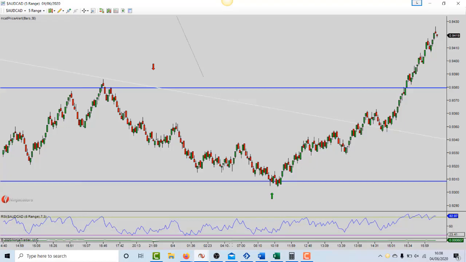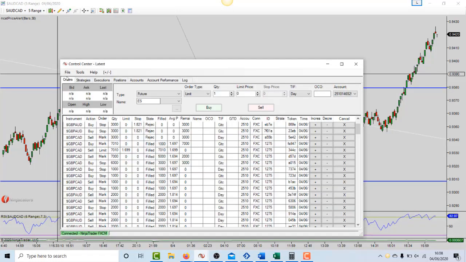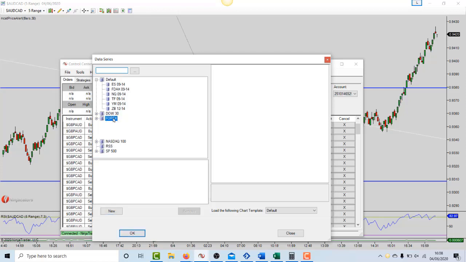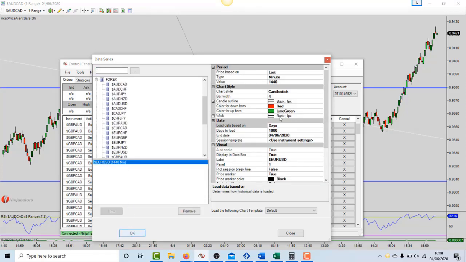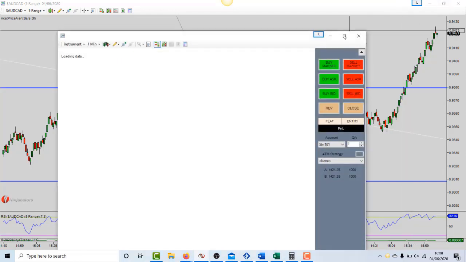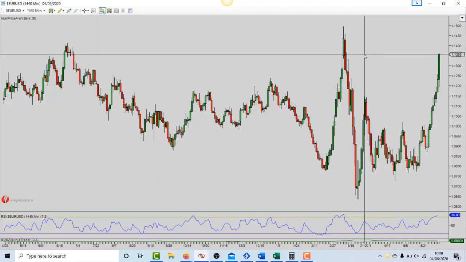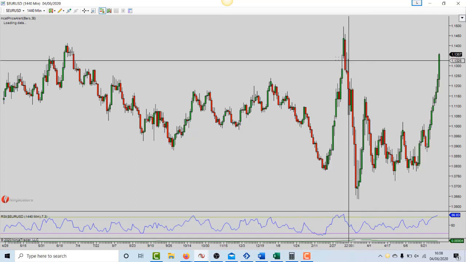Let's go and open up a new chart. Sorry guys, I've got a million things going around in my head at the same time, and it's really difficult to do more than one thing. Euro dollar. Let's take a look at this. Boom, just look at that rally. 5 range, let's get straight on it.